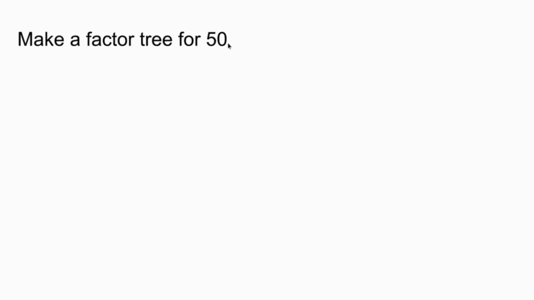Make a factor tree for 50. Well, in order to make a factor tree, let's write our number out and think of any two numbers except 1 and 50 that multiply out to 50. So how about 5 and 10?